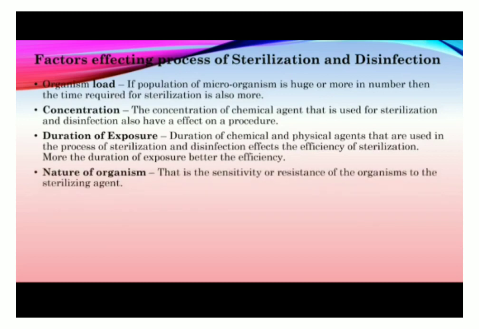The next one is nature of organism, that is the sensitivity or resistance of the organism to the sterilizing agent. Here we have to first study whether the organism is sensitive or resistant to the agents which we are applying for sterilization. If the organism is sensitive to that sterilizing agent, it will get killed easily, and if the organism is resistant to that sterilizing agent, then it will not get killed easily.